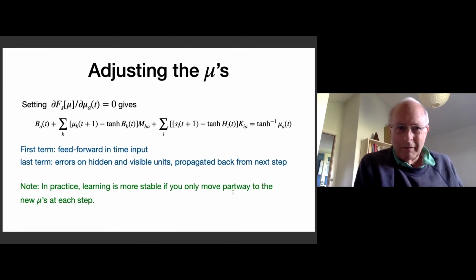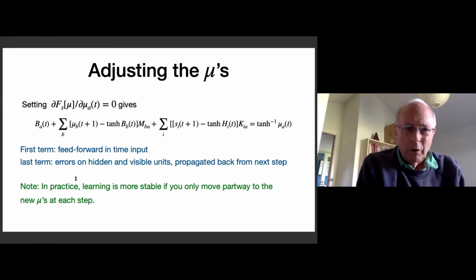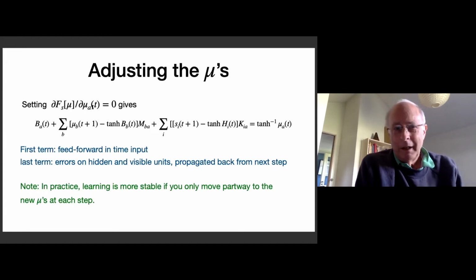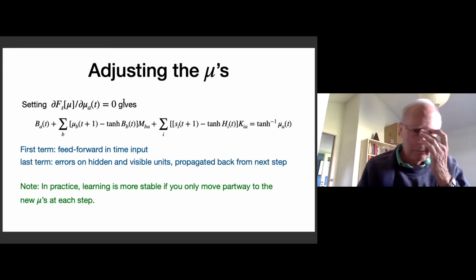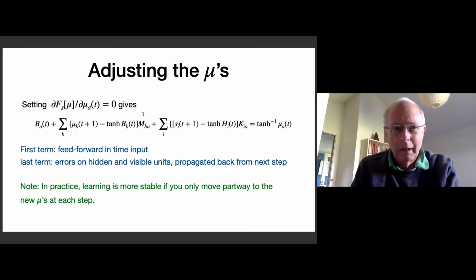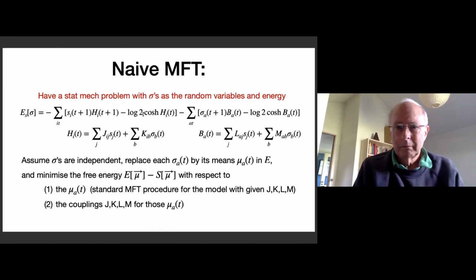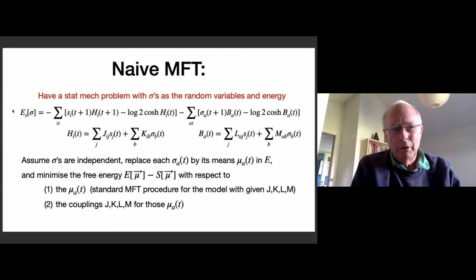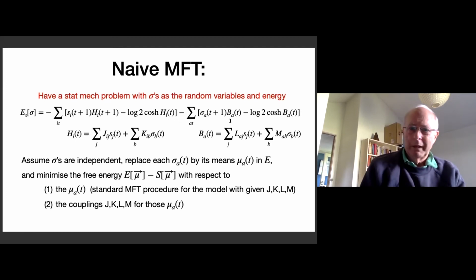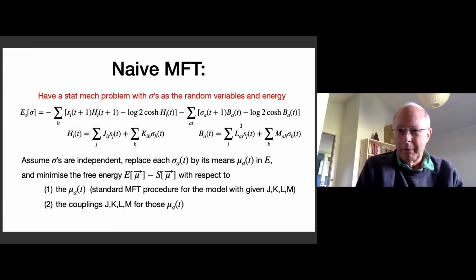Okay, so the part which I skipped, maybe I should have done it first, is you want to set df d mu equal to 0, right? For each mu sub a of t, you want to differentiate that naive free energy with respect to it and set it equal to 0. So I'm going to go back a few slides, just show you where this comes from. So part of it is differentiating the energy. So where does mu occur in the energy? Well, one place it occurs is in the B here, right? Because the B includes the sigma, but we're replacing the sigmas by mu's.